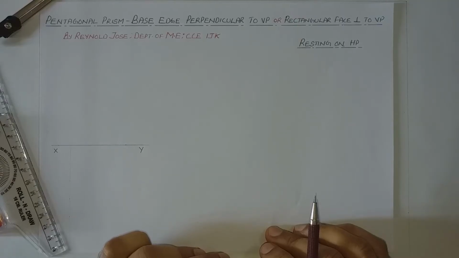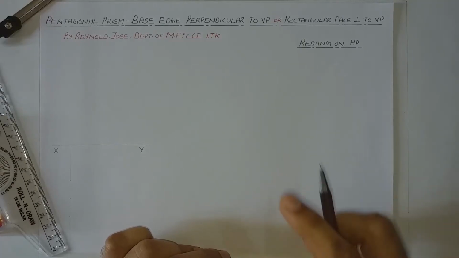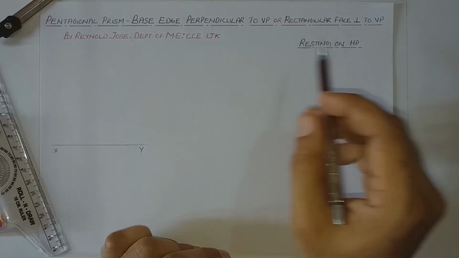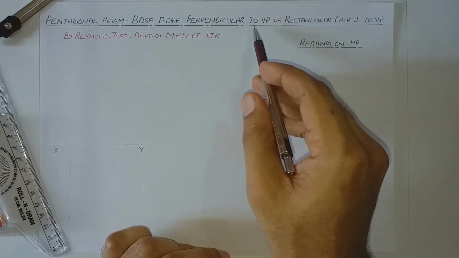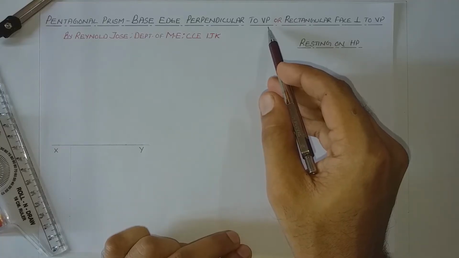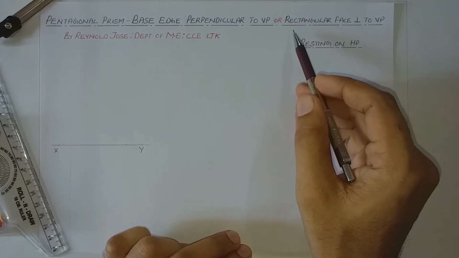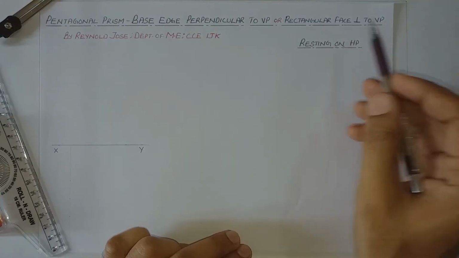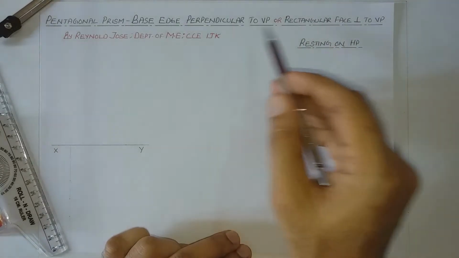Now we shall draw the symbol position of a pentagonal prism when it is resting on HP in such a way that a base edge is perpendicular to VP, or else we can tell this symbol position in other words like this, in which a rectangular face is perpendicular to VP. Both of these are one and the same.